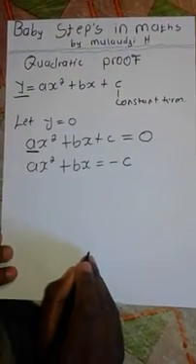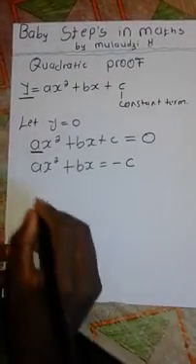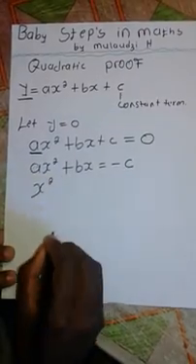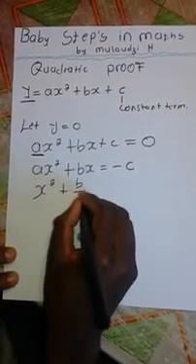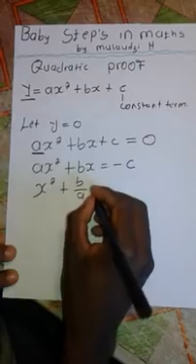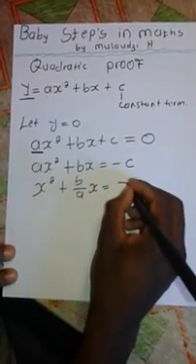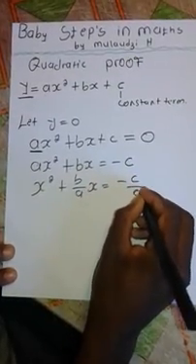Now let's get rid of our a. We divide both sides. It means that I'm going to have x squared plus b over a x is equal to minus c over a.